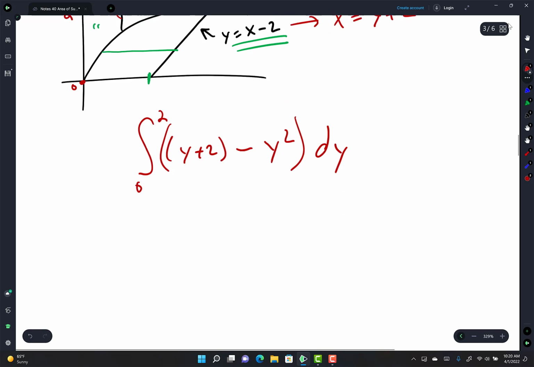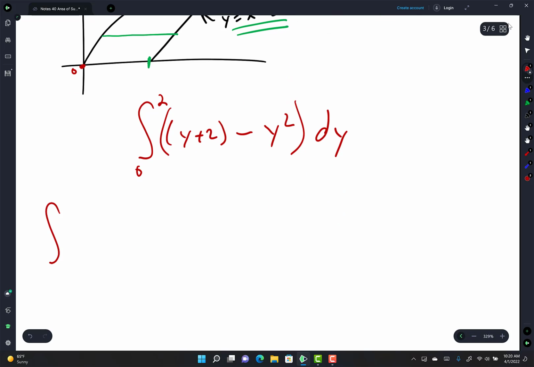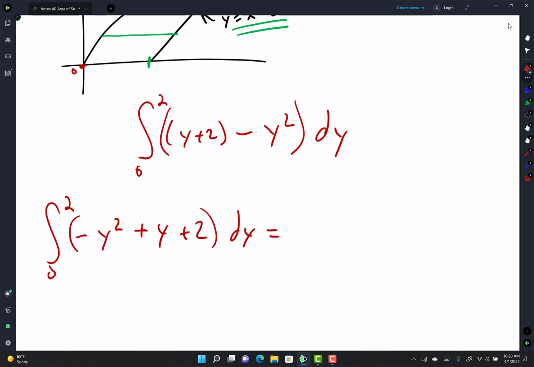Let's see if this is easier. Should we rewrite it? Integral 0 to 2. Let's put the y squared in the very beginning. So negative y squared plus y plus 2 dy. Here we go. Antiderivative of negative y squared. Perfect. Plus antiderivative of y. And antiderivative of 2.